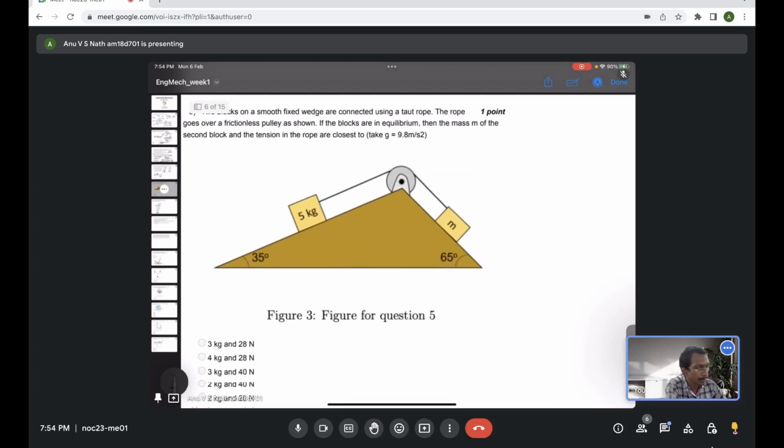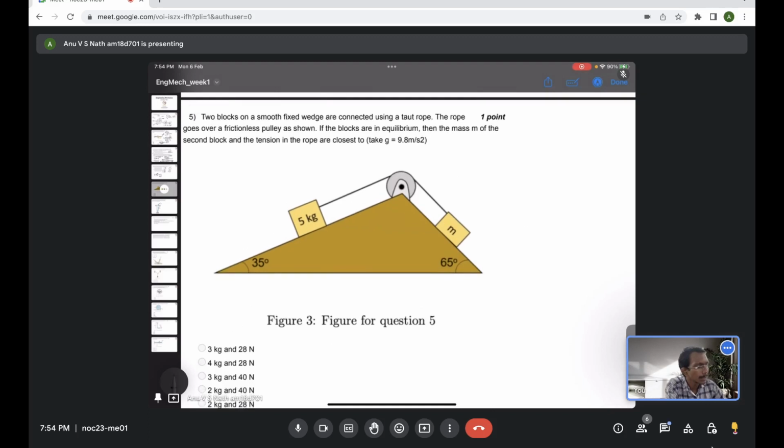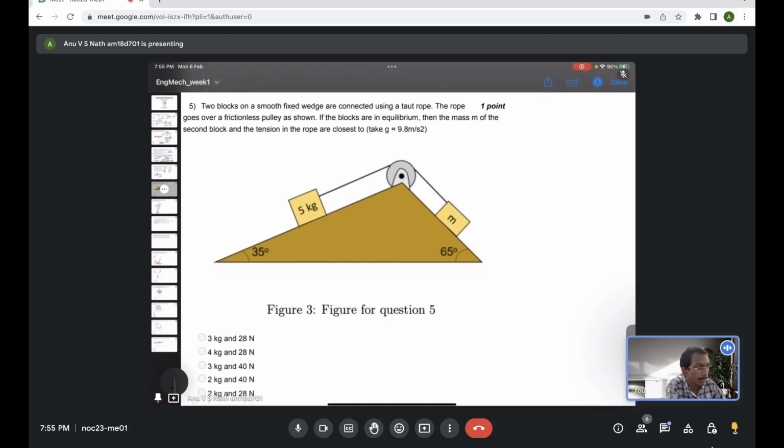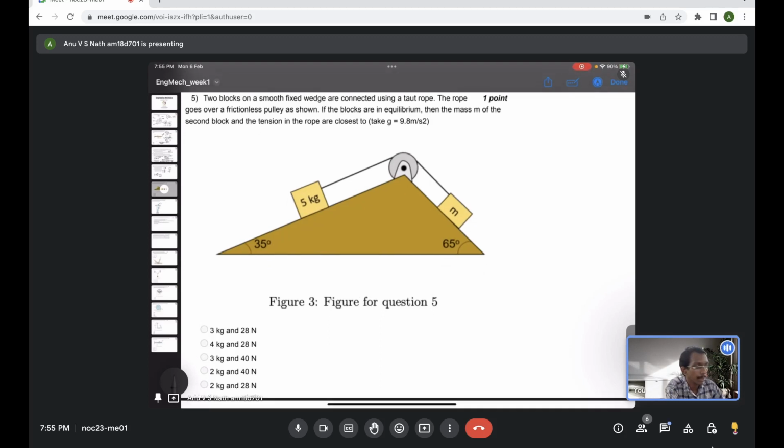So we have two blocks on a smooth fixed wedge which are connected using a taut rope. The rope goes over a frictionless pulley as shown. If the blocks are in equilibrium, then the mass m of the second block and the tension in the rope are closest to. So basically we evaluate two quantities, the possible value of m and the tension in the rope T.